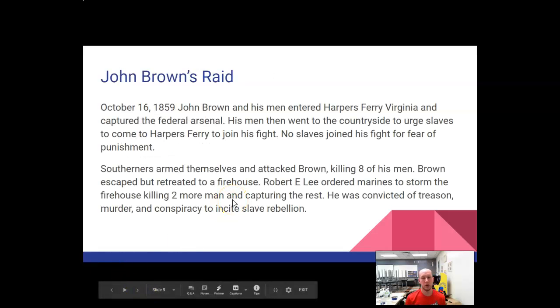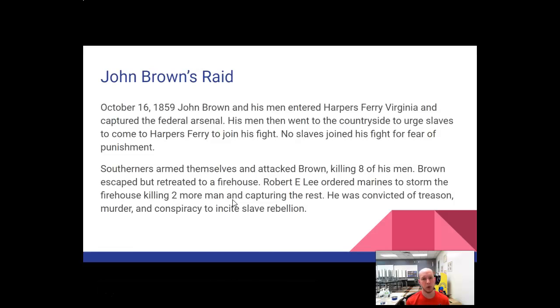And lastly, one event that I wanted to point out was John Brown's raid. Now, John Brown was an abolitionist from the North. He said slavery should be abolished. So what he decided to do was get a group of men and enter a place called Harper's Ferry, Virginia. And they captured the federal arsenal. So they took federal weapons out of storage in this Virginia town. When all of his men had weapons, they went into the countryside and went to different plantations and tried to urge slaves, hey, help us, we're going to rebel, come to Harper's Ferry and join our fight. What happened then? No slaves joined.